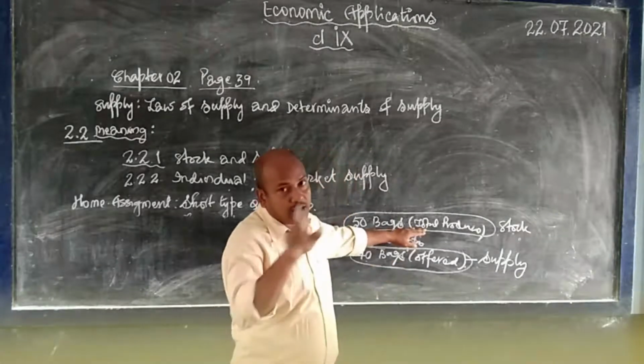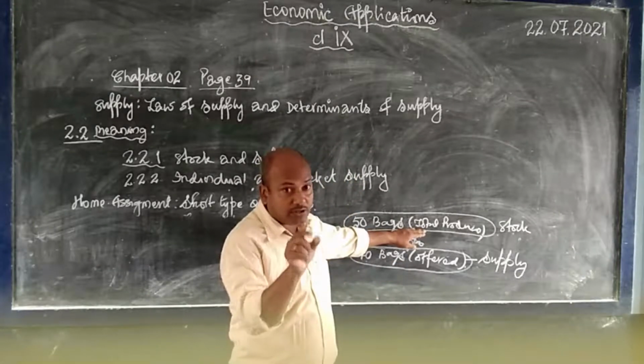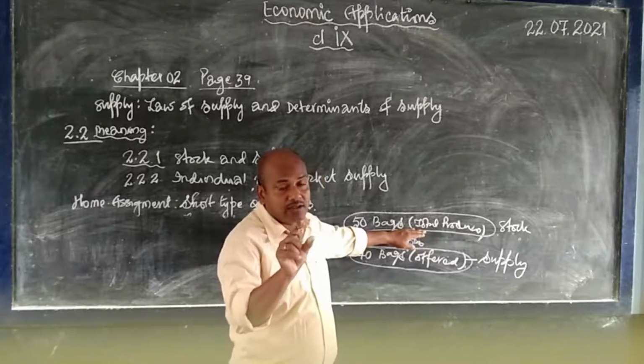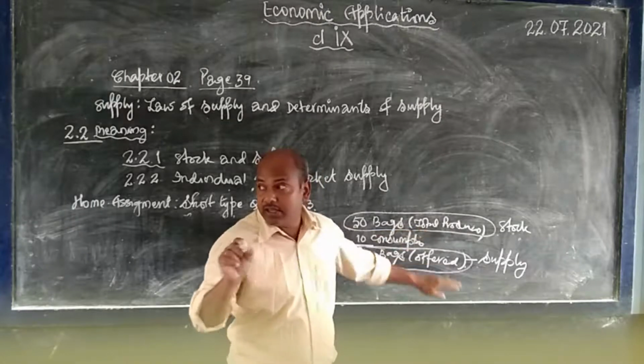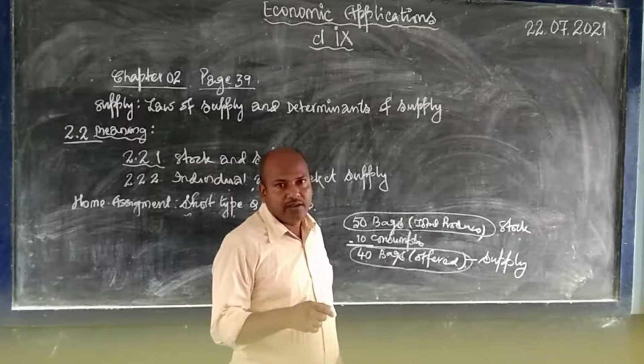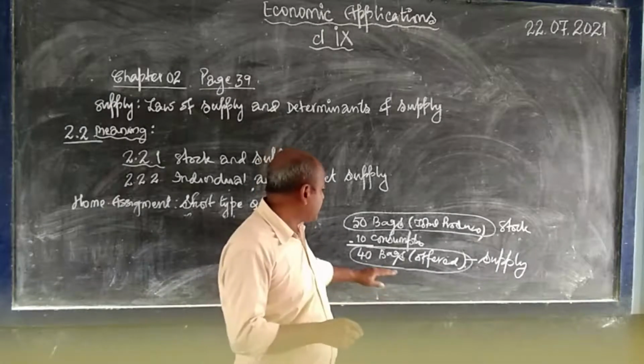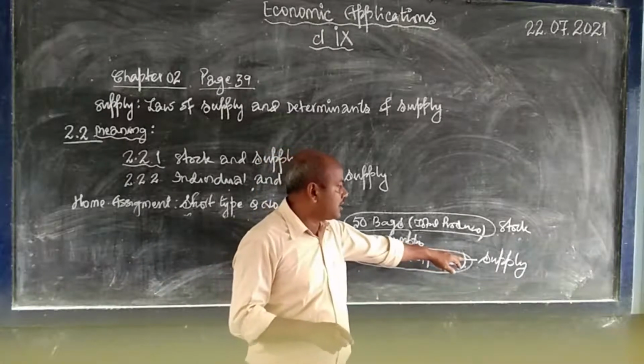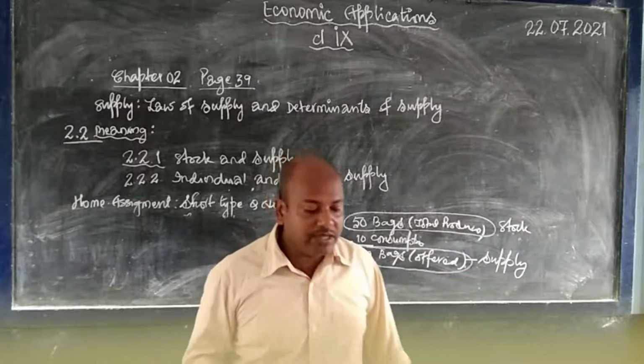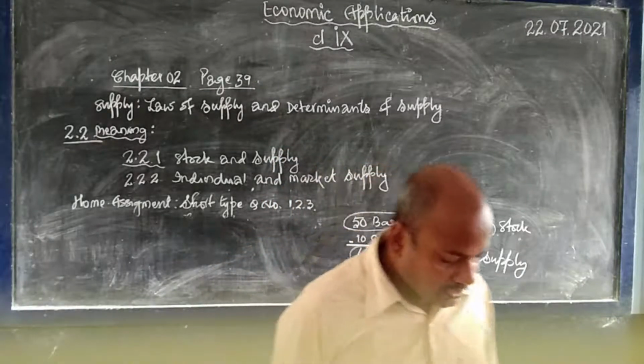Stock refers to total production. Out of total production, that part which the producer is offering for sale at a given price and time is called supply. So that is the main difference between stock and supply.